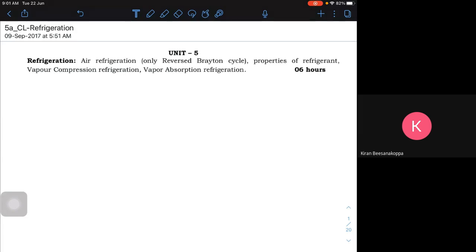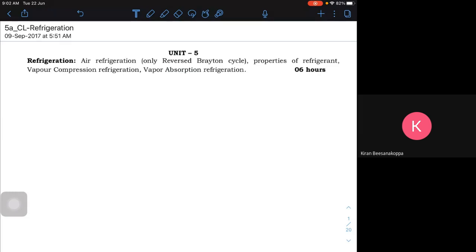In the refrigeration topic, we'll be looking at air refrigeration, specifically with respect to the reversed Brayton cycle. You might have studied the Brayton cycle earlier, which is extensively used in gas turbines and is also called a constant pressure cycle.